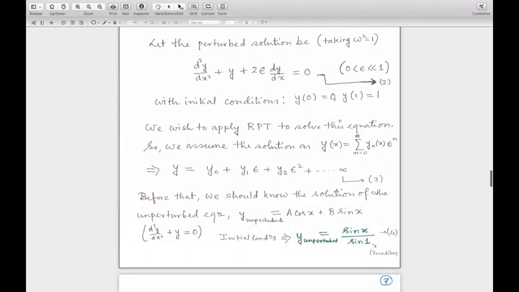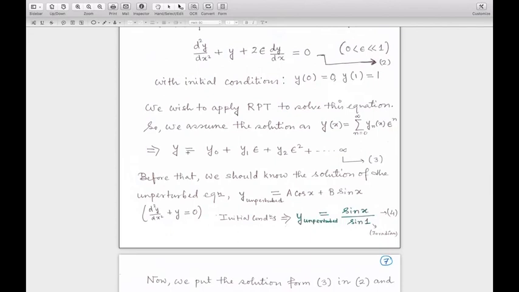Now we wish to apply regular perturbation theory to solve this equation. We don't know whether it works or not, but we will give it a try. So we assume the solution y as a function of x to be a summation over n running from 0 to infinity of yn of x times epsilon to the power n. So it will be a power series in epsilon. Expanding, you can write y0 plus y1 epsilon plus y2 epsilon square, up to infinity.